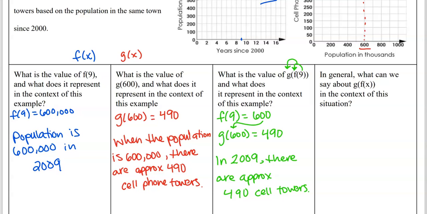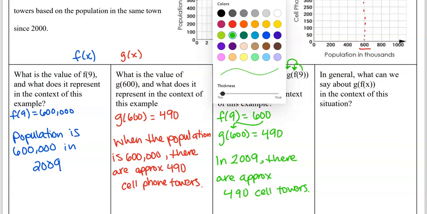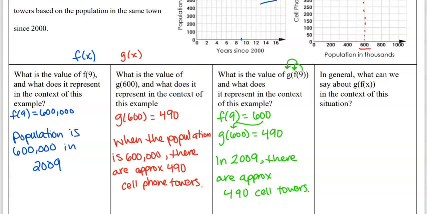Okay, so notice the connection between the graphs is population. Population is the Y value in our first graph, and then that becomes the X value in the second graph. So if I know population, I can connect years to towers. Okay, and that's kind of what the next question is asking us to put down in words.